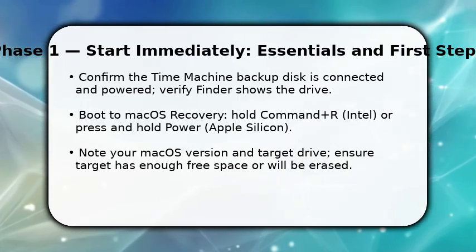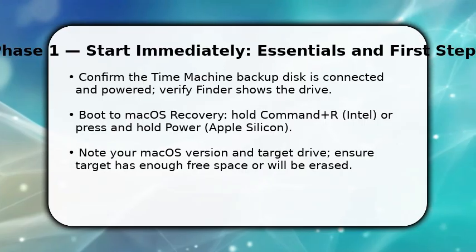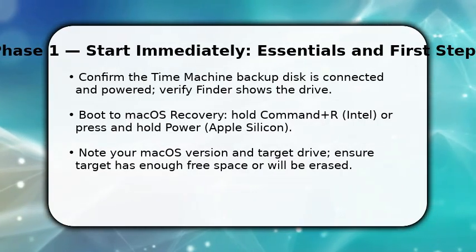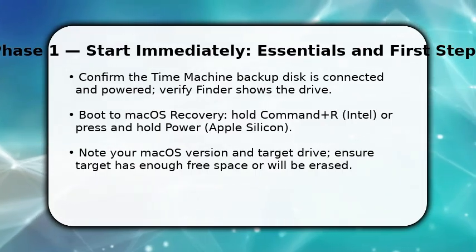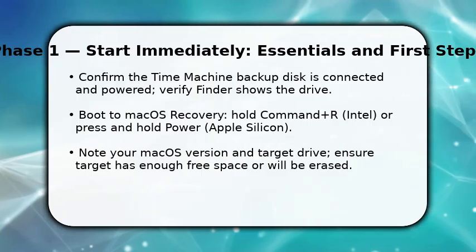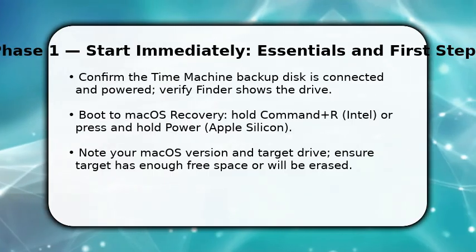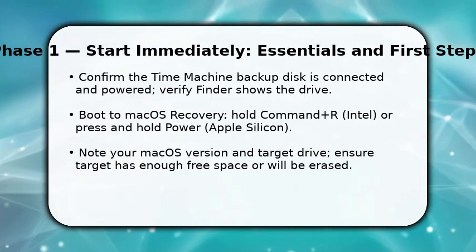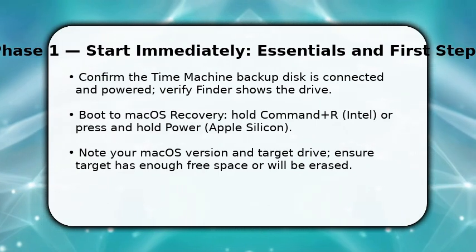Enjoy the video. You start by confirming the backup disk is connected and visible. This matters because Time Machine needs a readable snapshot. Once connected, boot into macOS Recovery, Command+R on Intel, hold power on Apple Silicon, and choose Restore from Time Machine. Make sure you note the macOS version and target drive. You may need to erase the target. This step sets the environment so Time Machine can locate the correct backup and prepare the destination drive.